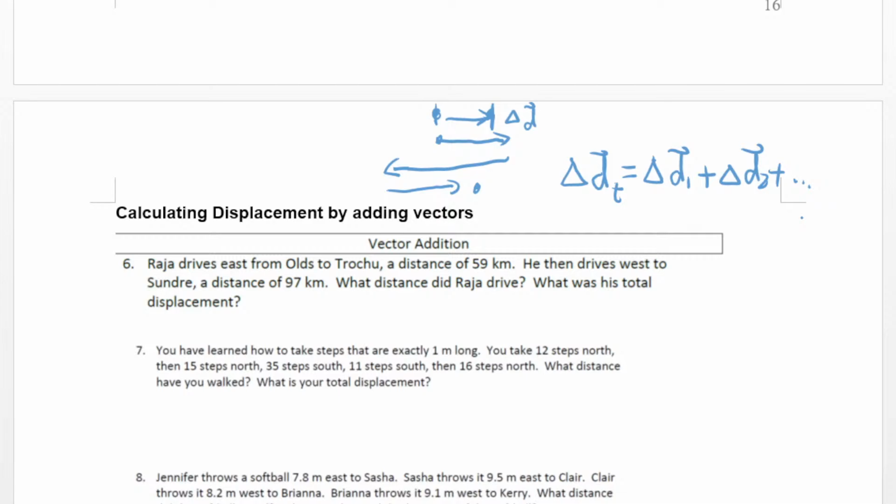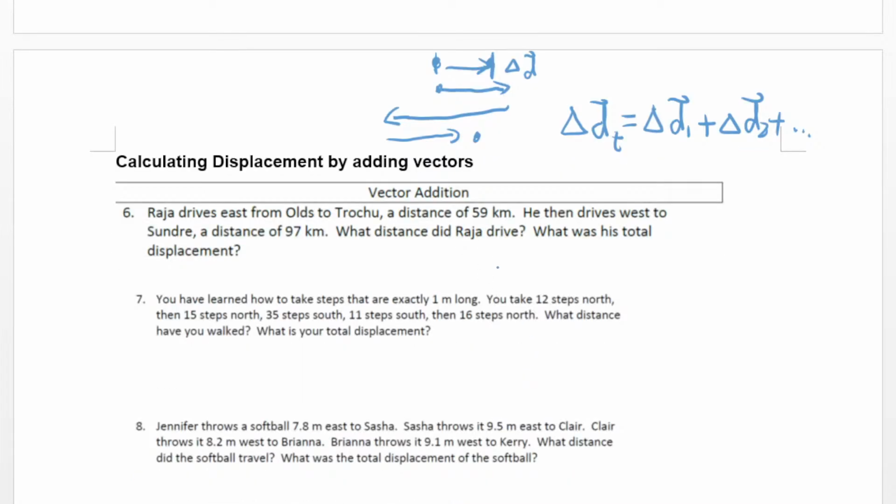If you don't know where you start, or don't know where you end, and you're trying to find displacement first to help you figure out the position, then maybe you want to use the second method, depending on what question you're working with. All right, I'll do the first one over here, for instance.